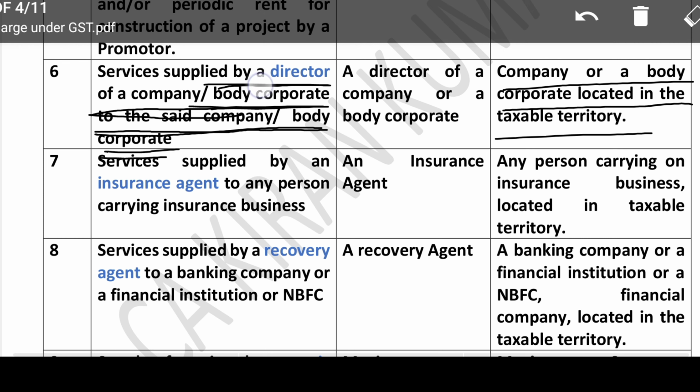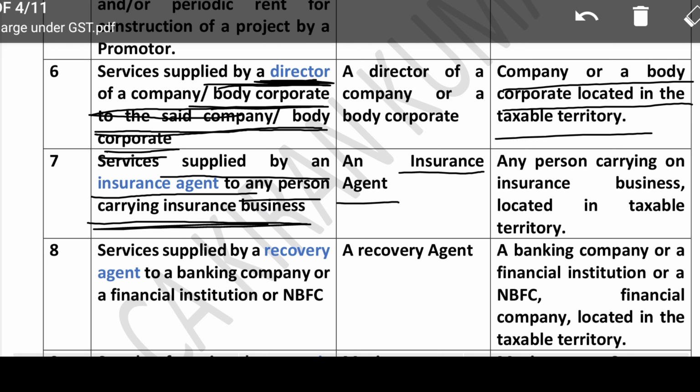And here, regarding director case, remuneration in terms of salary and other than the salary, we will discuss later in this current video only. So I am moving forward. Any services supplied by an insurance agent to any person carrying insurance business. So he is acting as an agent to the insurance company. Then the person carrying insurance business is liable to pay GST on RCM basis.